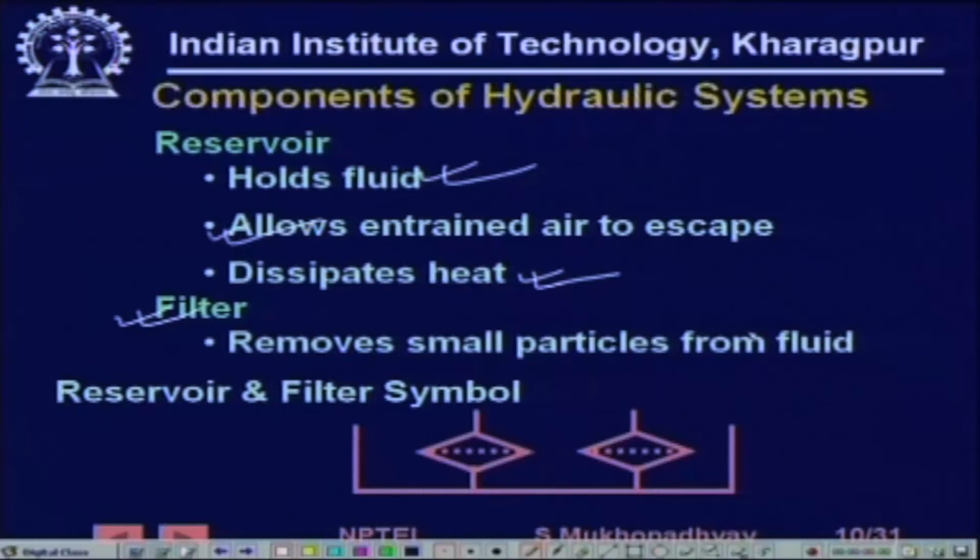So it holds the fluid, obviously, but it does two other things. For example, it dissipates heat in the reservoir, so the liquid gets cooled, and it allows entrained air to escape. The removal of contaminants is done partly in the filter, which is also connected close to the pipeline, generally on the return line. So that removes small particles from the fluid. And in the reservoir, the entrained air bubbles get removed.